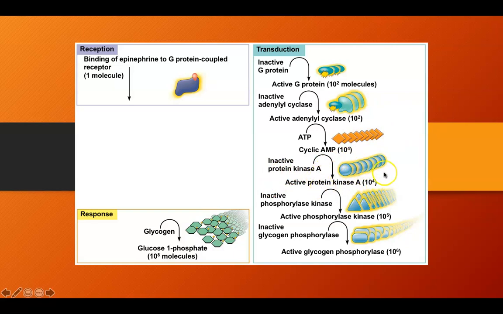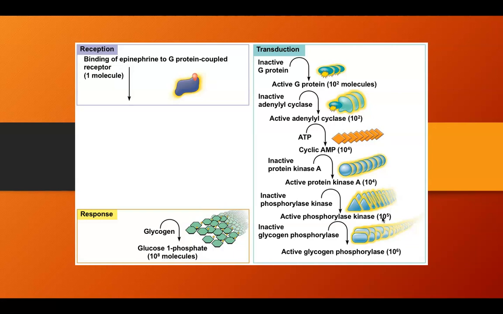Now these protein kinase A's are going to activate phosphorylase kinase. And so then we go from having 10,000 molecules to 100,000 molecules. If you notice, this signal is amplifying. Going through this transduction pathway, this signal is getting larger and larger. And so now we have 100,000 activated phosphorylase kinases, and then those phosphorylase kinases are going to actually activate your glycogen phosphorylase.